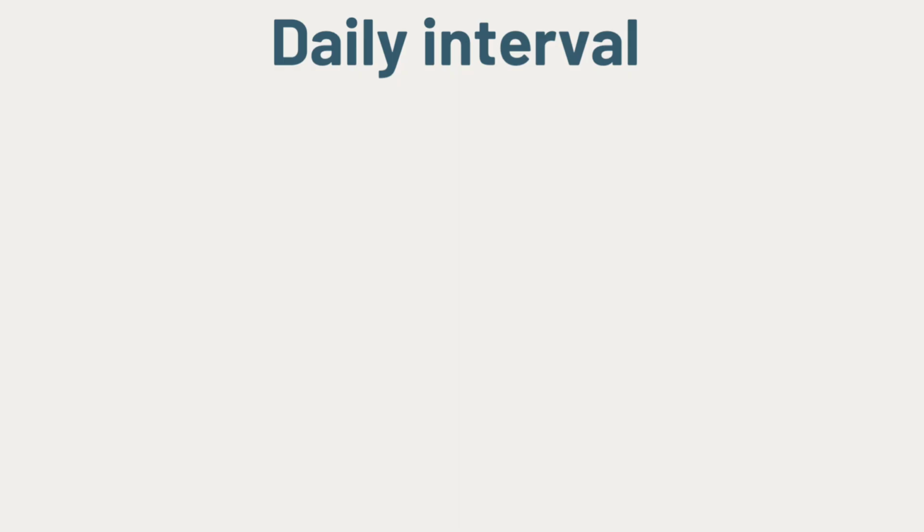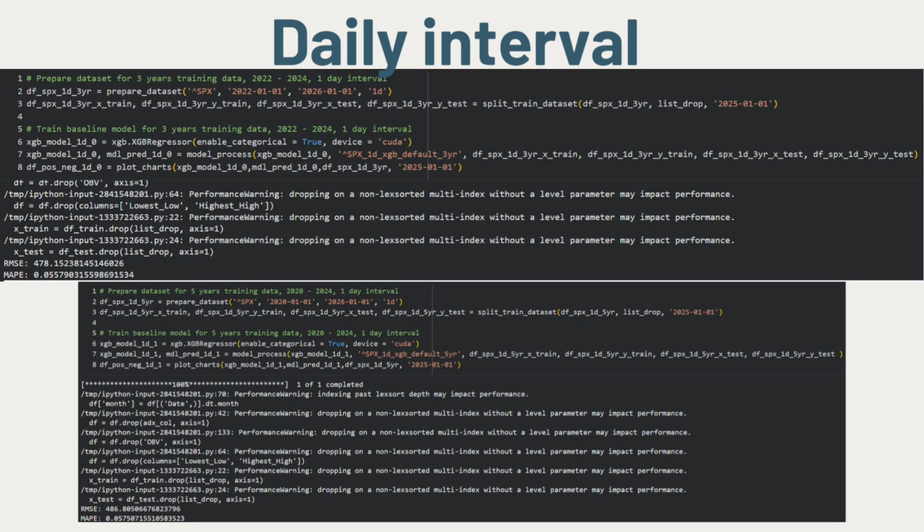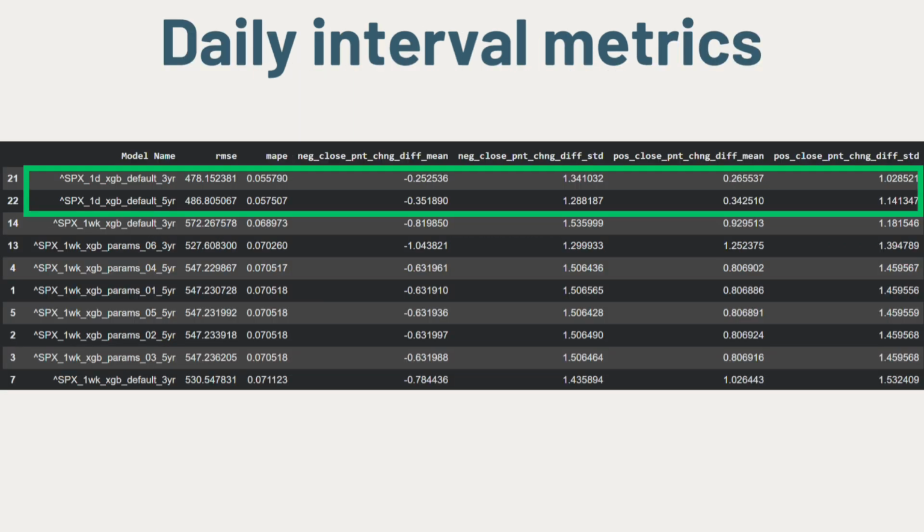Up till now, the time interval for the training datasets used is 1 week. But what if we reduce the interval to a daily stock price prediction instead? Would the model do better or worse? Let's find out by training 2 models with default parameters, one on 3 years data, and the second on 5 years data. Both models easily ace the performance metrics leaderboard, which is expected with a shorter time interval.